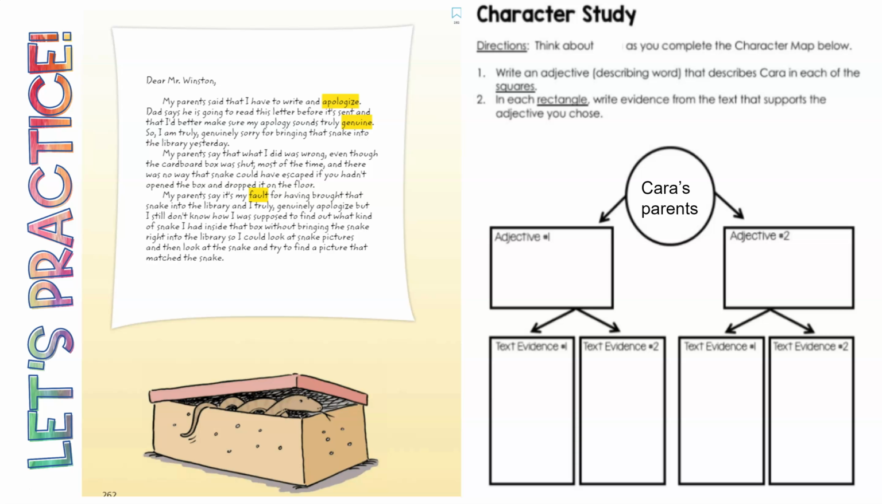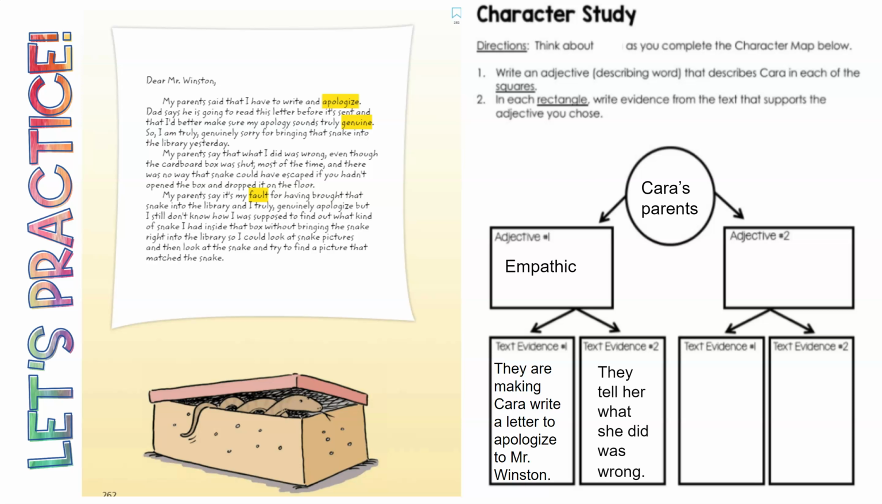So how would we describe Kara's parents' personality? A character trait that I would give them is empathetic. My text evidence is that they are making Kara write a letter to apologize to Mr. Winston, and that they tell her what she did was wrong. So not only are they empathetic themselves, but they want to foster empathy in their own child by explaining to her what she did wrong.